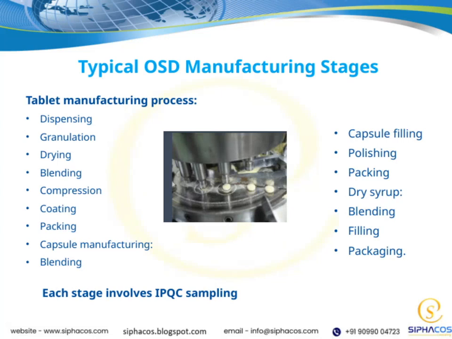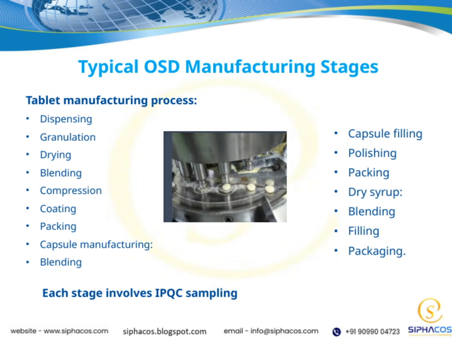Now, let's take a closer look at the typical stages involved in manufacturing different pharmaceutical forms. For each stage, we perform IPQC sampling to ensure quality control throughout the process. Starting with capsules, the main steps include capsule filling, polishing, and packing. Each of these steps is critical to maintaining product integrity and ensuring that the capsules are correctly filled, free of defects, and properly packaged for distribution.